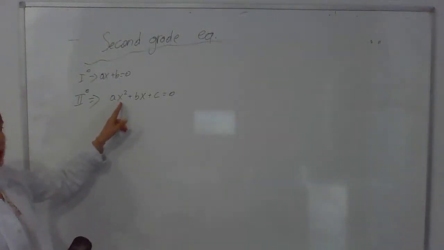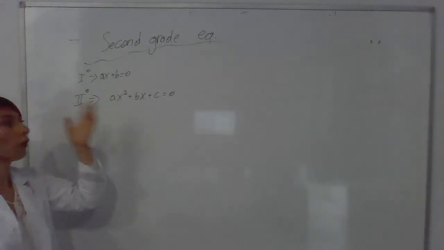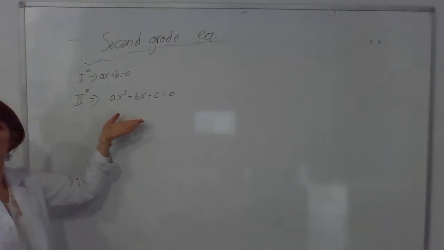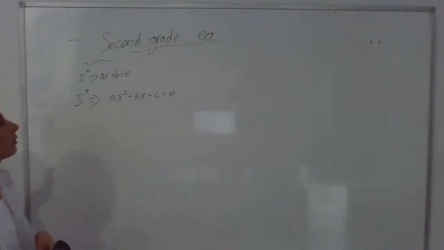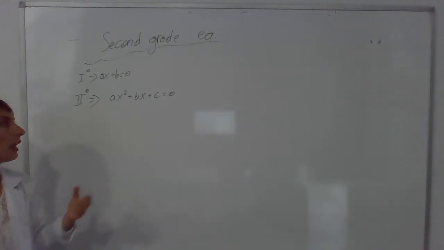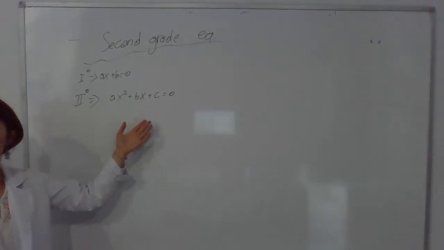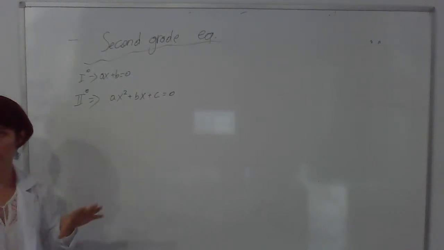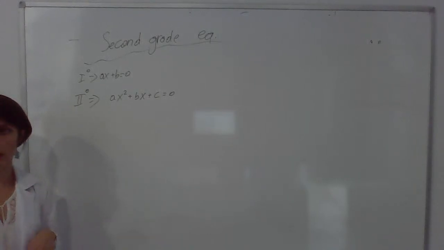Why is it called second grade equation? Because x is to the power 2. So for this reason, I say that this is a second grade equation, okay? So the question is, how can I solve it? Well, there are different ways to solve it, but we're going to work with delta, because if we use this kind of method, we are able to solve every kind of second grade equation.